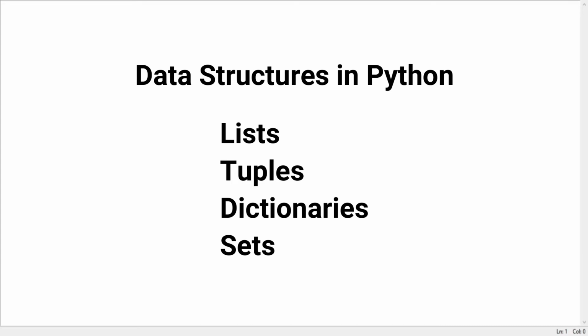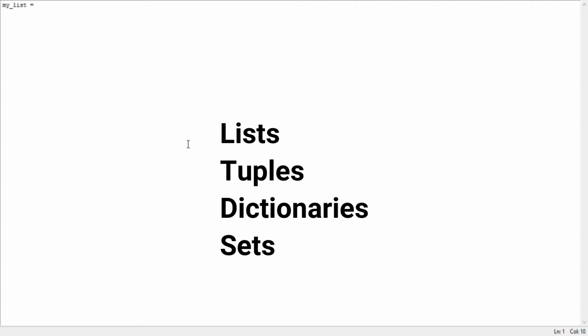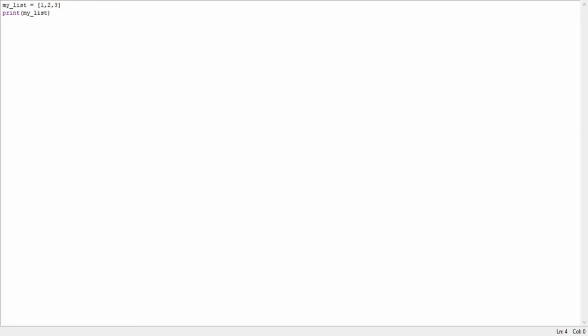So in Python, to create a list, we use square brackets. So I'm going to show an example. Let's create a list in Python. For example, my list equals, we use square brackets, 1, 2, 3. This is our list, and we say print my list. This is an integer list.